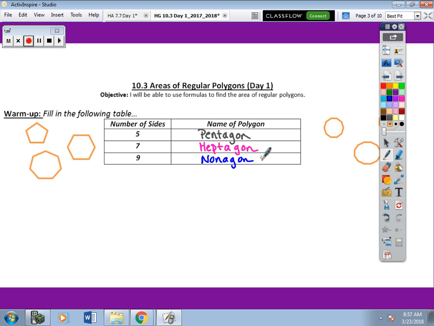If you forget the names, you may need to go back to your chapter 3 notes. 3.4, 3.5, I think, is where we had a chart with the sum of the interior angles, sum of the exterior angles, all that stuff. Because you'll see these names in word problems, and you'll have to know what the numbers are.